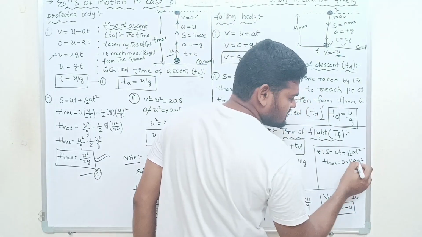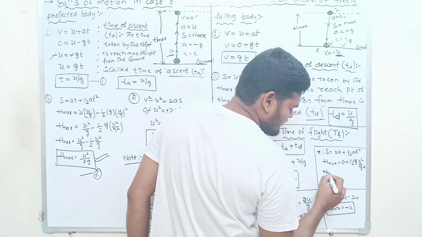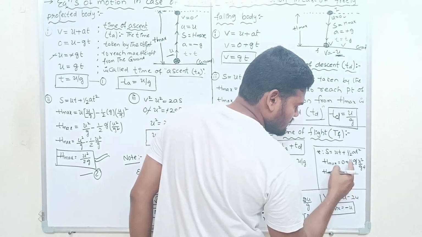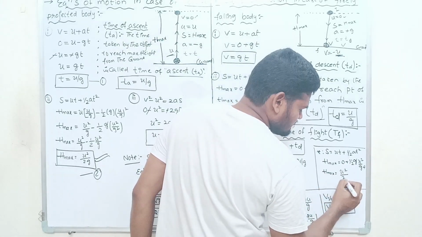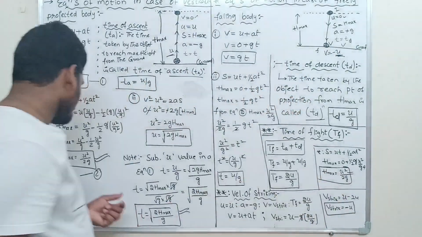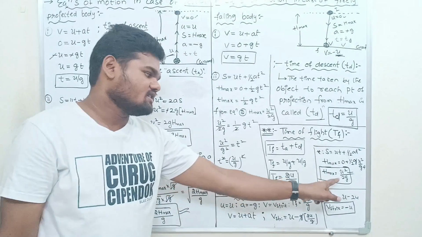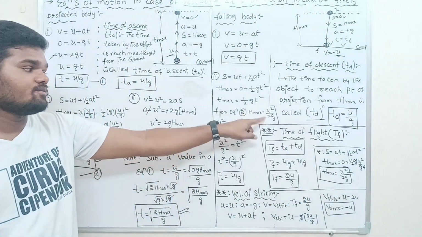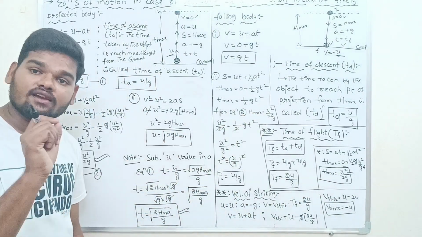Here a is nothing but g, so g gets cancelled out and h maximum is equal to, again, how much? u square by 2g. The same thing will be repeated: u square by 2g. So that's why here I substituted directly. Are you getting any doubt?